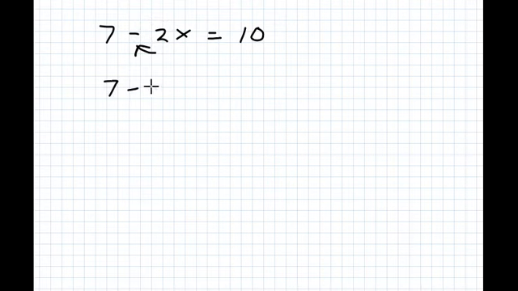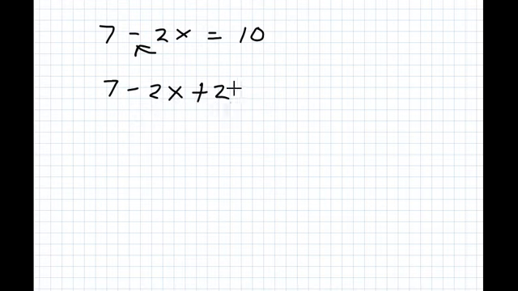Okay, let's see here. How about if we had 7 minus 2x is equal to 10. Alright, so we want to solve for x here. I want to find the solution that makes this a true statement, and that is what we're going to do here. We've got a couple different ways of doing this. Because there's a minus sign here, I'm going to take this guy over to this side.